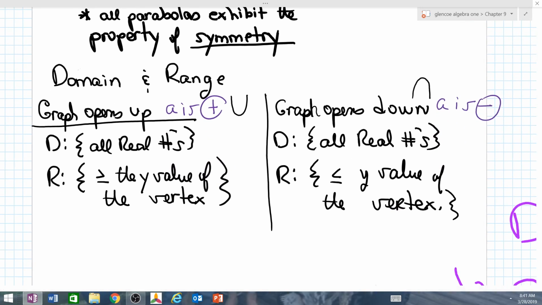The domain and the range. Well, we know that the domain is the x value. If the graph opens up, a is positive, the graph is going to look like the letter U. The domain would be all real numbers, and the range would be greater than or equal to the y value of the vertex. If the graph opens upside down, a is negative, so it's an upside down U. That's why it says down like a frown. The domain again is all real numbers, and the range is numbers less than or equal to the y value of the vertex.